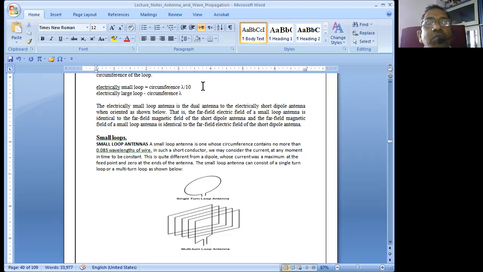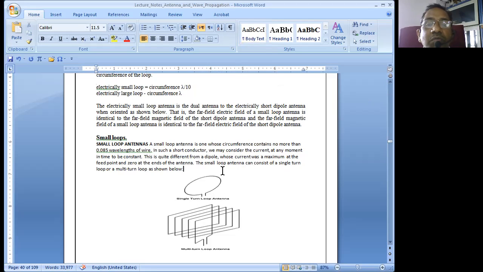Now, one more difference between small loop and large loop is the circumference. If the circumference is lambda by 10, it is called a small loop antenna. If the total circumference of the antenna is equal to lambda, which is nothing but the wavelength of the wave that we are transmitting, then it is called a large loop antenna. Now, the basic shapes of loop antennas can be multifold.